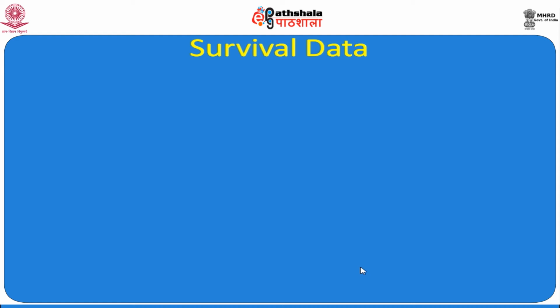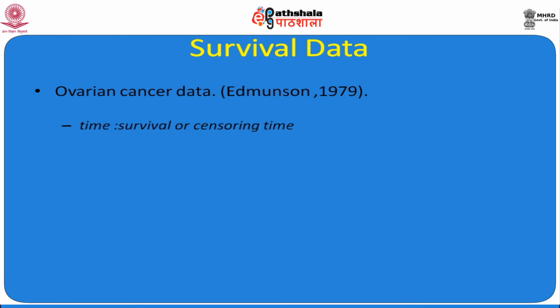Here we are going to illustrate the survival data analysis through R. The data taken for illustration is on ovarian cancer data. First variable is taken as time. It represents the survival or censoring time. In survival analysis, it is the most important variable, where you take the follow-up observations of each patient, maybe in years, days or months, anything.